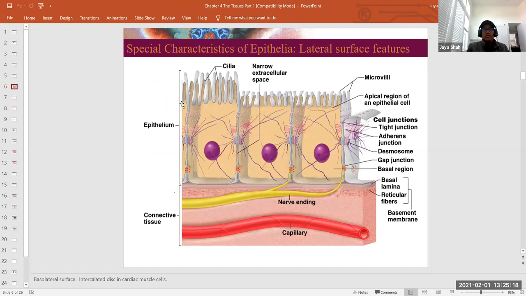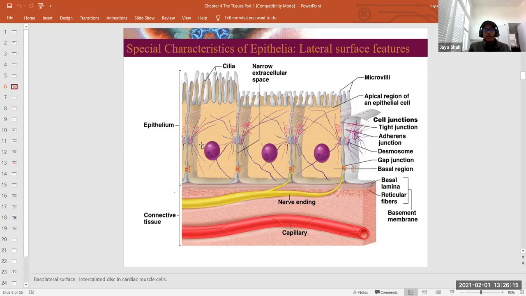So let's see here. This is the epithelial tissue. As I told you earlier, this is the epithelium, and the epithelium lies over the connective tissue. The connective tissue has connective tissue cells here, which are not explained here. Then you have some matrix, which is called the basal lamina, and some connective tissue fibers, reticular fibers. These reticular fibers connect the basal lamina to the connective tissue. Together we call the basal lamina and reticular fibers the basement membrane. So the basal lamina is attached to the connective tissue, which holds the epithelial tissue together.